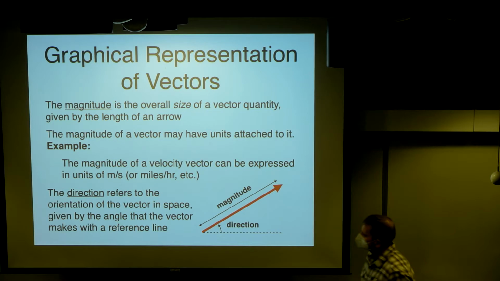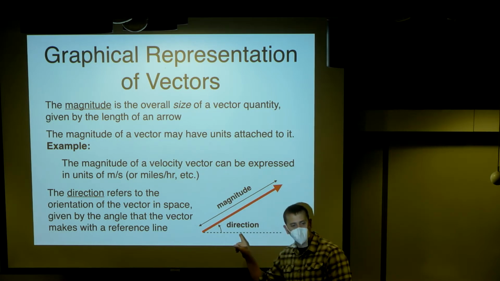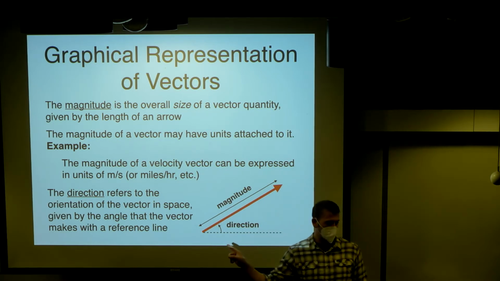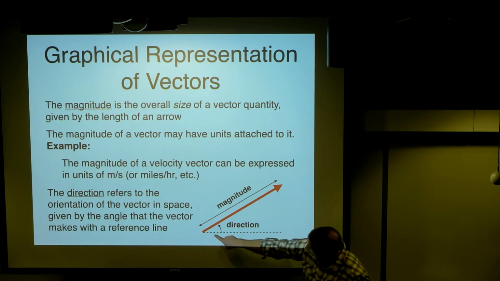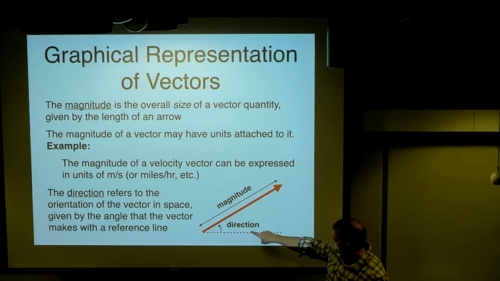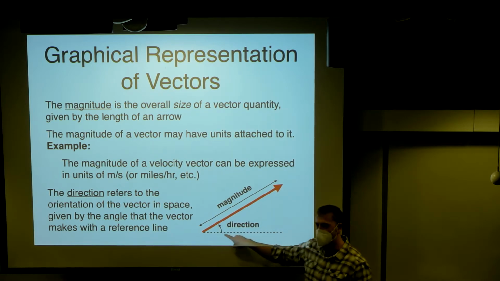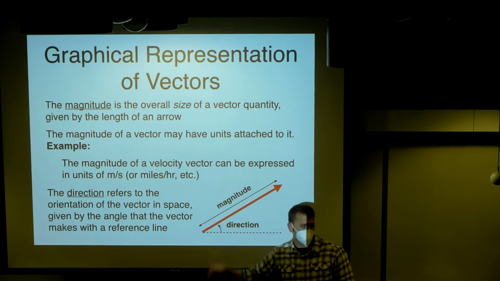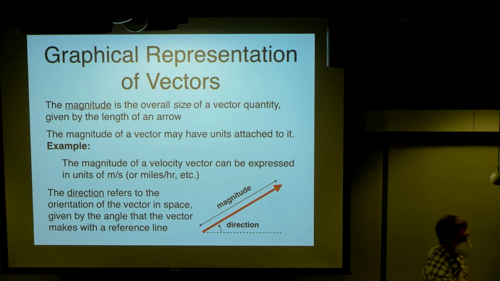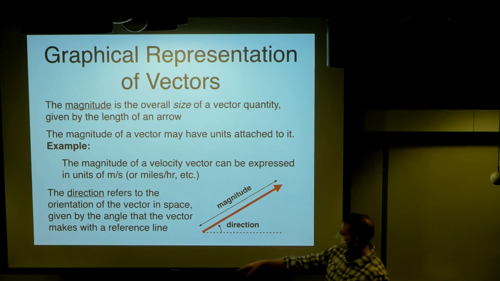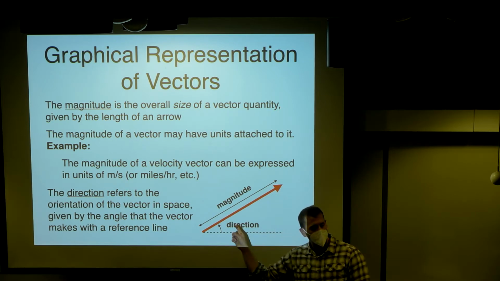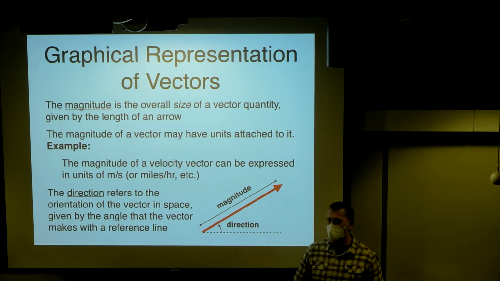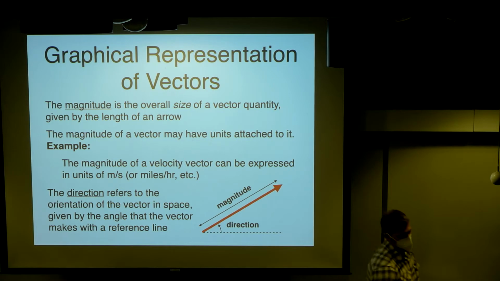And typically, we give the direction by specifying an angle, okay? So if I have some kind of reference line, which I'll show you with this dashed line here, the direction of my vector would just be the angle that my vector makes with respect to that line. So again, magnitude is just how long the arrow is, and direction is which way it's pointing, and we can specify that by giving an angle. Does that make sense?